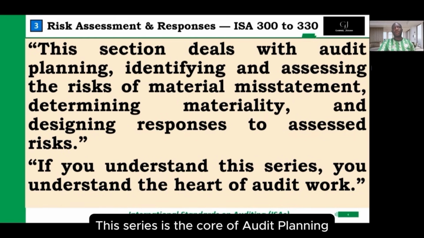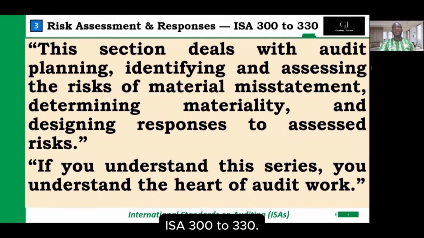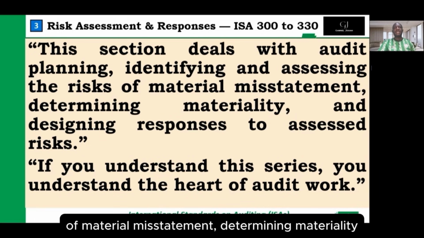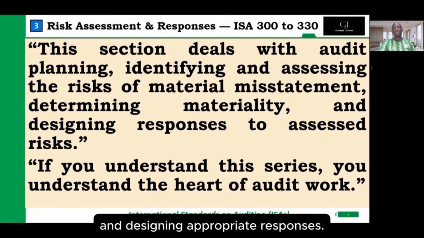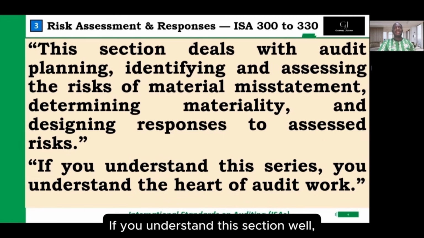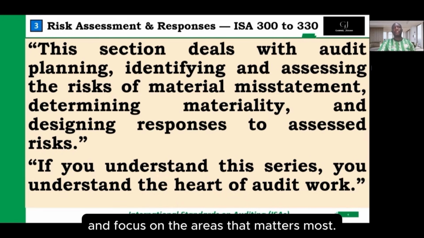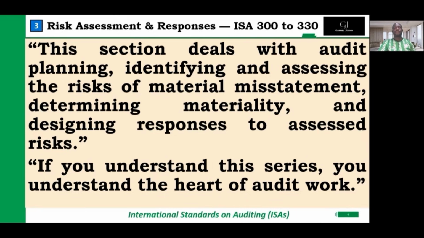This series is the core of audit planning, ISA 300 to 330. These standards guide auditors in assessing risks of material misstatement, determining materiality, and designing appropriate responses. If you understand this section well, you understand how auditors plan their approach and focus on the areas that matter most.